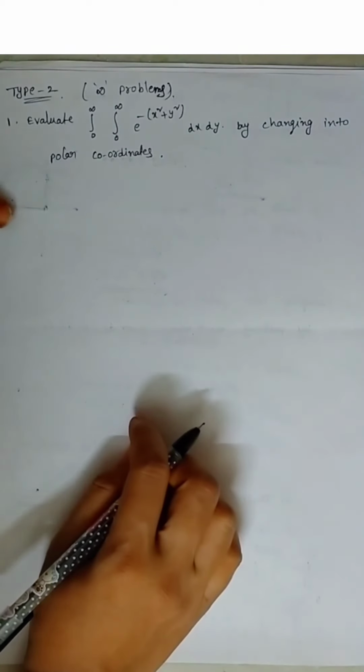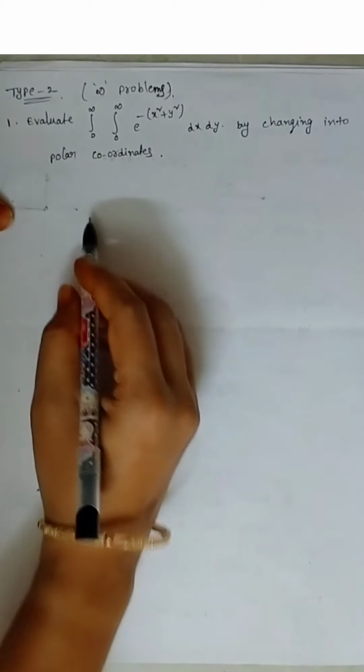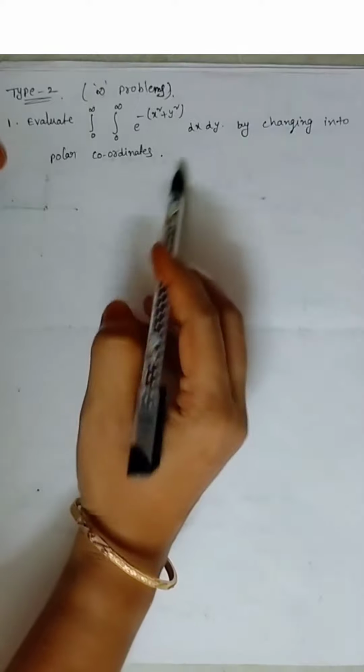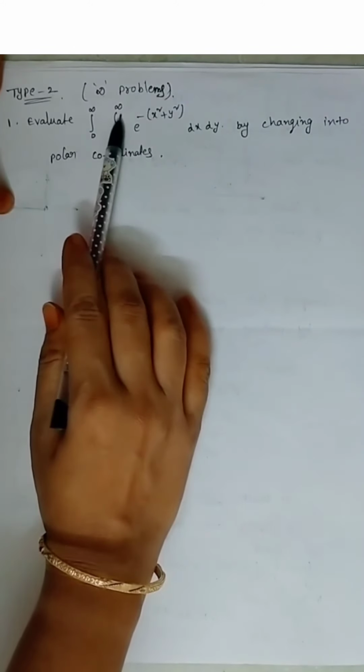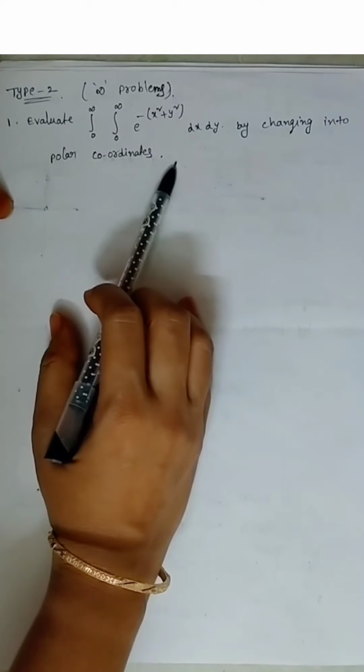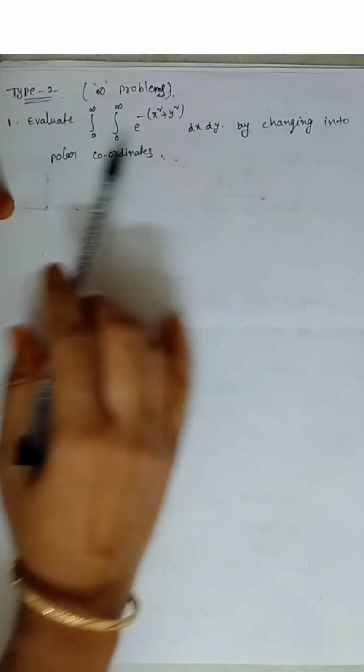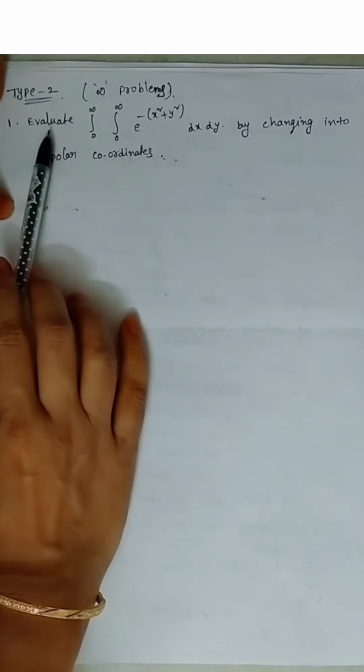Morning students, this is the third session from the polar coordinates topic, type 2, infinite problems. If the limits are infinite, then how to solve the integration by changing into polar coordinates. This is the first problem in infinite problems.